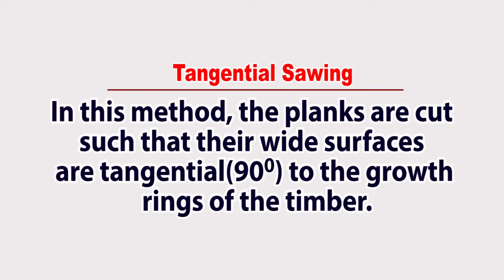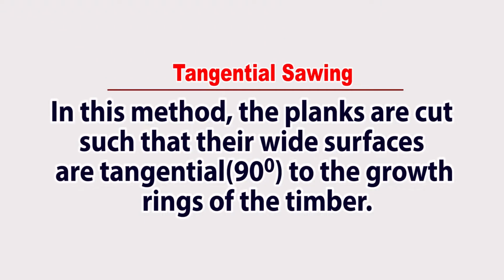Now we move on to the last method of conversion, which is tangential sawing. In this method, the planks are cut in such a way that their wide surfaces are tangential. When I say tangential, I mean 90 degrees to the growth rings. Growth rings. Does that word ring a bell? Yes, we talked about it in our last class.